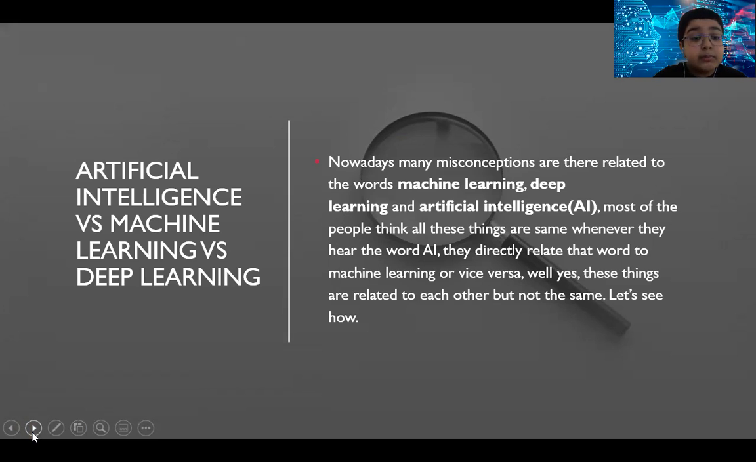Artificial intelligence versus machine learning versus deep learning. Nowadays, many misconceptions are there related to the words machine learning, deep learning, and artificial intelligence. Most of the people think all these things are same whenever they hear the word AI. They directly relate the word to machine learning or vice versa. Well, yes, these things are related to each other, but not the same. Let's see how.